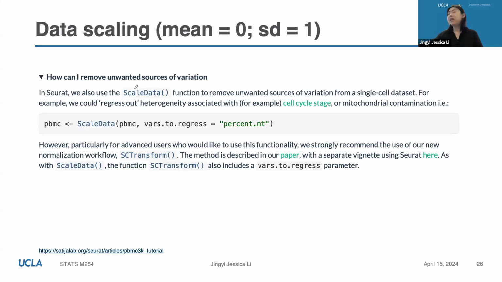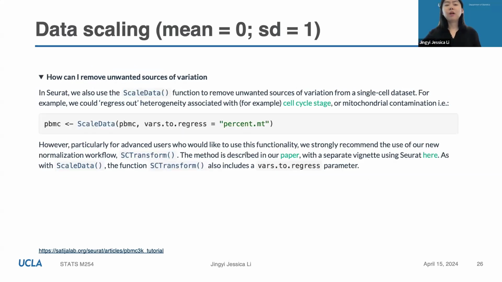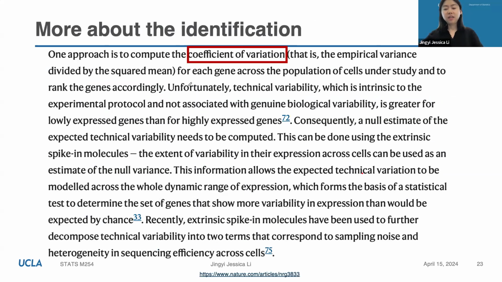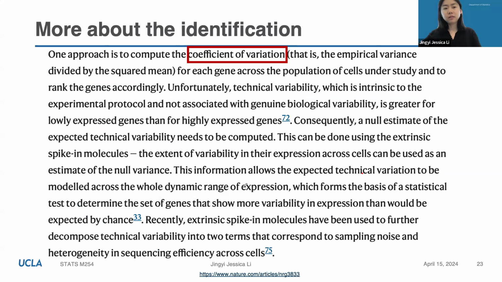Okay, but there's a note here. How can I remove unwanted sources of variation? Yes, you only have the 2,000 genes in scale data. And for this removal of unwanted sources of variation, this is about this: what if we have a confounding factor that's not accounted for and that will affect gene variance?